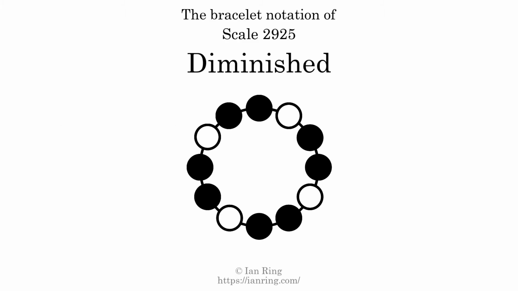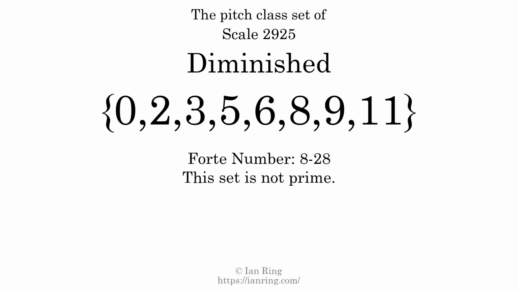This is a bracelet notation diagram of scale 2925. The shaded circles represent tones that appear in the scale, and they are read clockwise, starting at the top. The pitch class set for this scale is 0, 2, 3, 5, 6, 8, 9, 11. The Forte class is 8-28. This set is not prime.